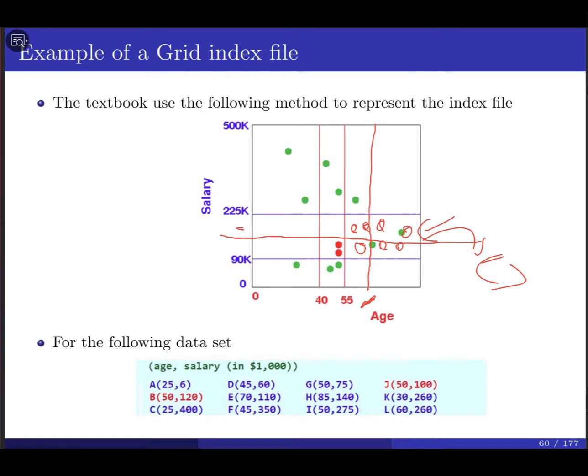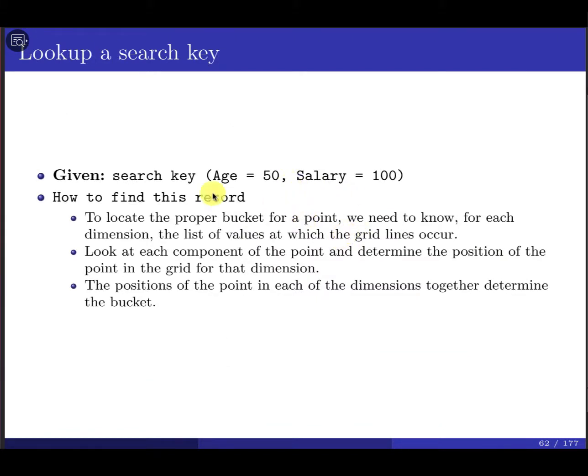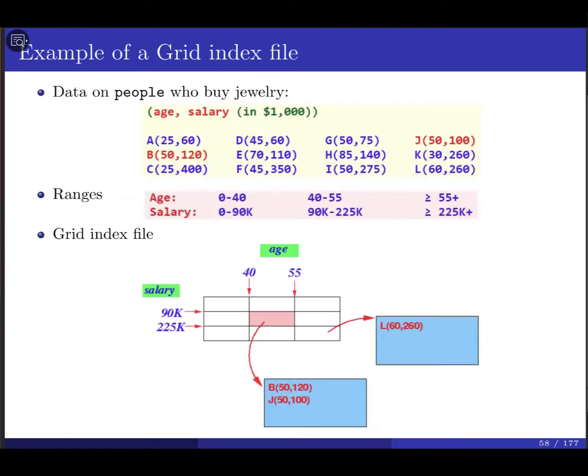Anyway, how can you look up? How can you search here? If you try to find something, you have to compute the hash value. I'm going to locate, give me the X and Y axis values in order to locate the correct bucket. So give me the age, for example 50, and salary 100. The first thing you need to do is locate the correct bucket using age and salary, then follow this pointer.